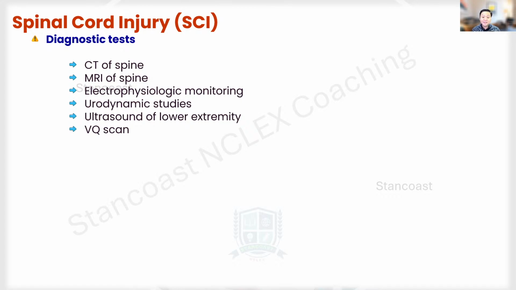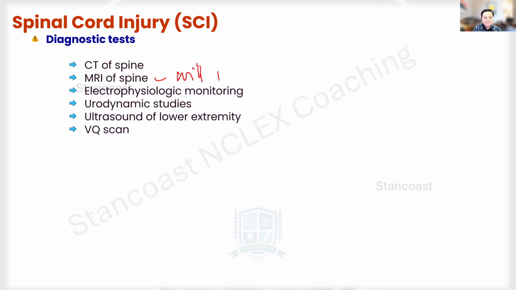Now, this time we're going to talk about the diagnostic tests, and as you see here, listed are the following: the CT of the spine and the MRI. The reason they're going to be helpful is to detect the fractures, the vertebra that will be impinging into the spinal cord. It will also check the dislocation or any other bony injuries. Now, the CT scan of the spine is going to pay attention to the vertebral fractures and dislocation.